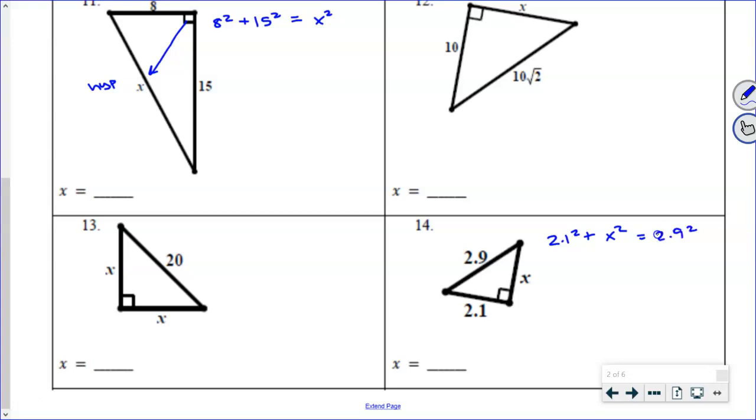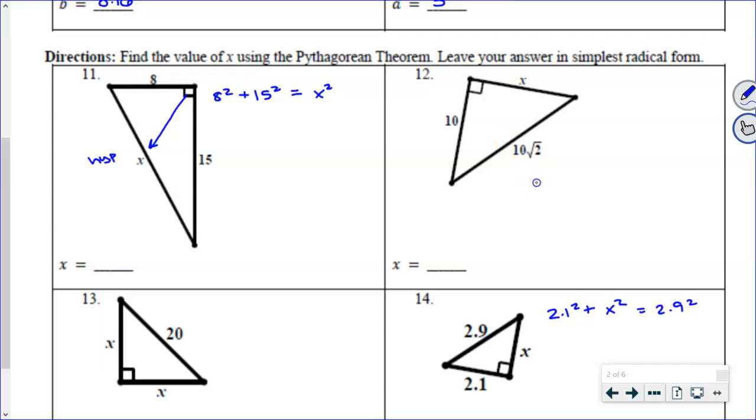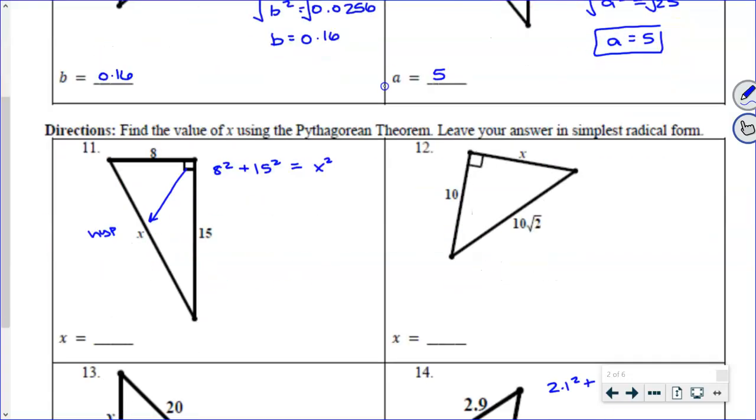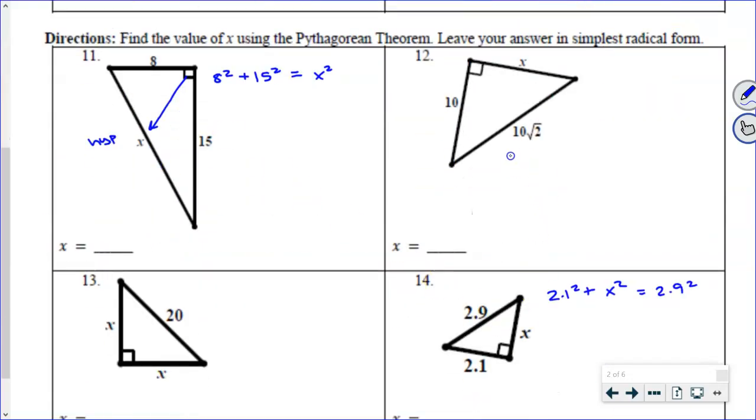Very good. And since you know how to set them up, I'm not going to take the time to solve them because I want to do a little bit more. 12 and 13 are going to take a little bit of thinking, so I want to spend our time there. Since you know how to set these up, you know how to solve them because you just finished solving problems that were like that. As long as you can set it up, you're going to be successful.